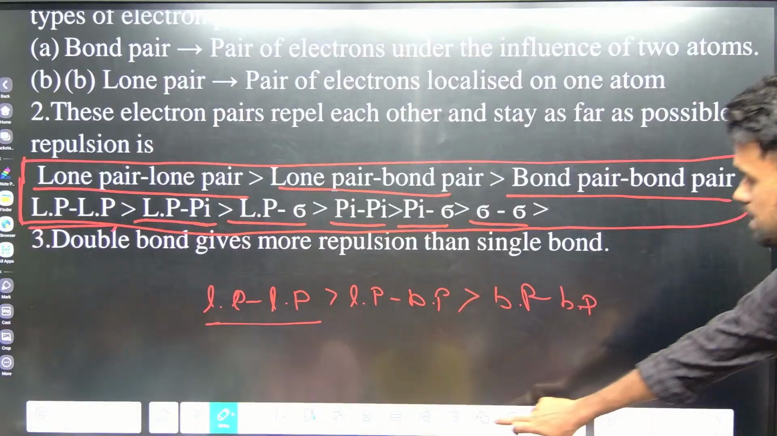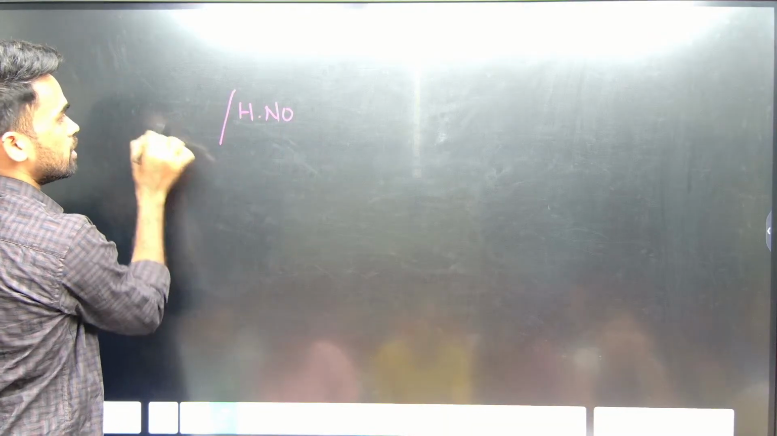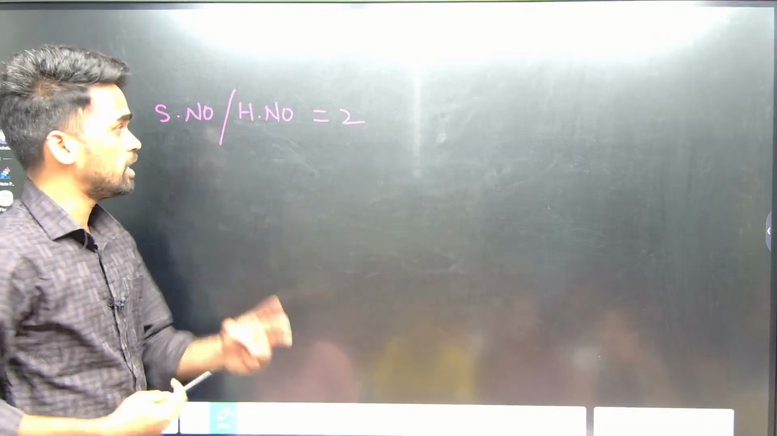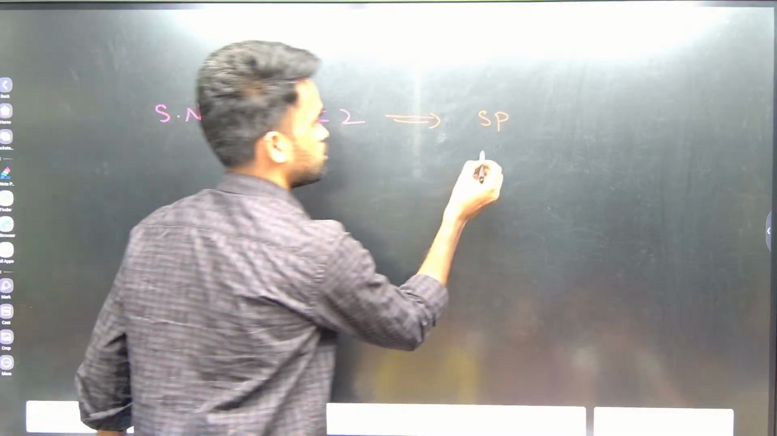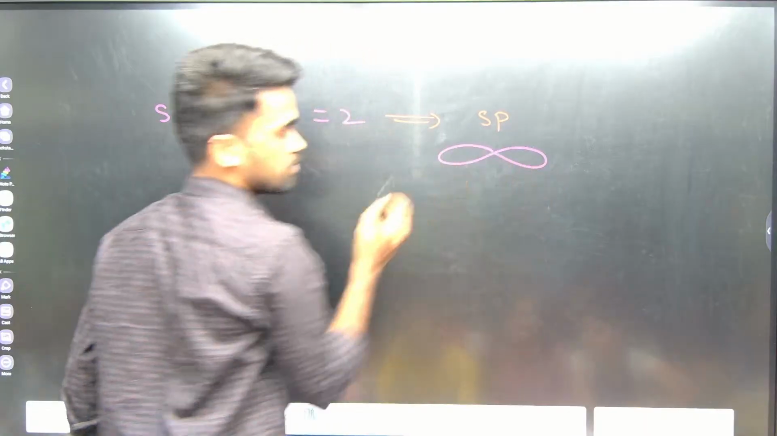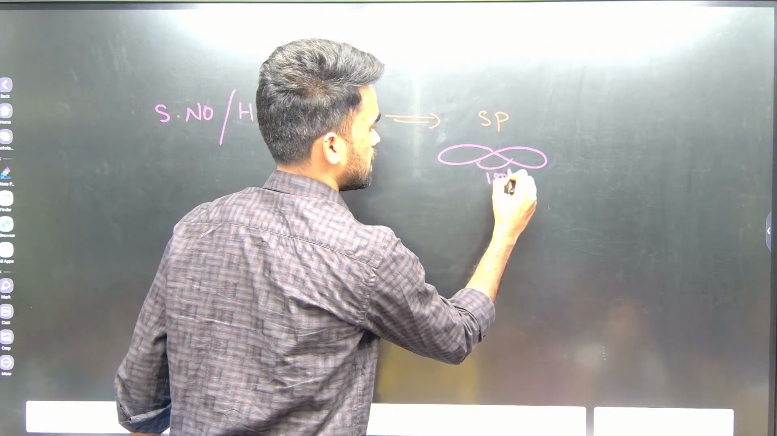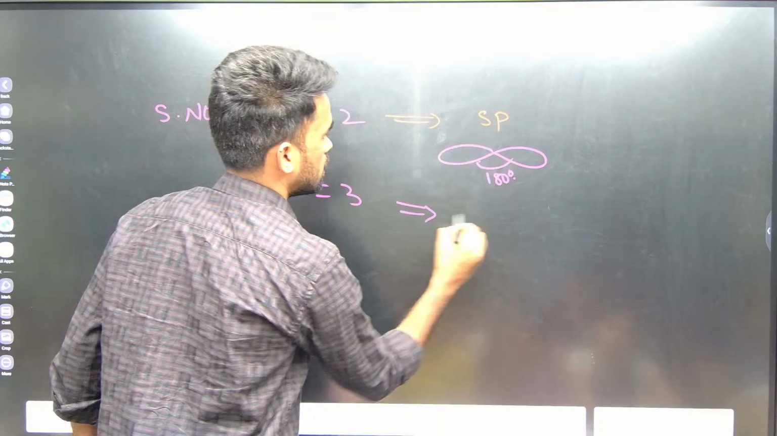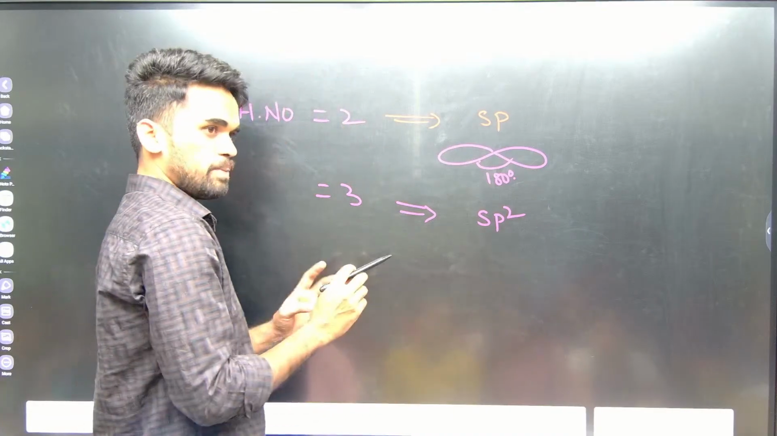Okay, next. If hybridization number is also considered as steric number, when it equals 2 we get sp. What is that? sp means 2 orbitals, it will be something like this. What is the angle you are going to see? 180 degrees. Now when it equals 3, you are going to see sp2.